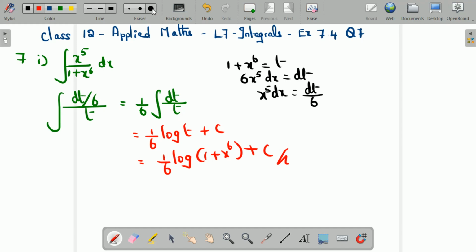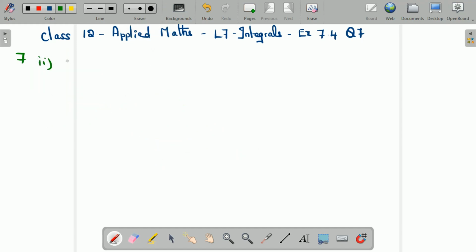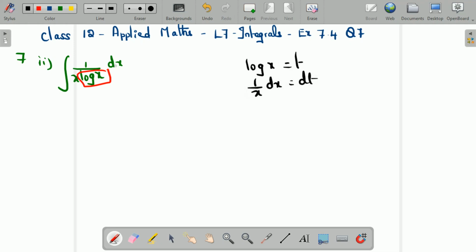Now let's take up the second subdivision. Here it is the integral of 1 by x log x dx. So let's put only the log x as t. So log x is equal to t. It means 1 by x dx is equal to dt. Now if you look at this dx divided by this x, I will replace it as dt.